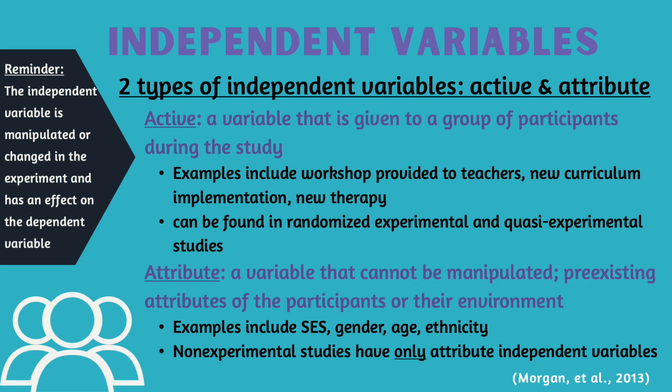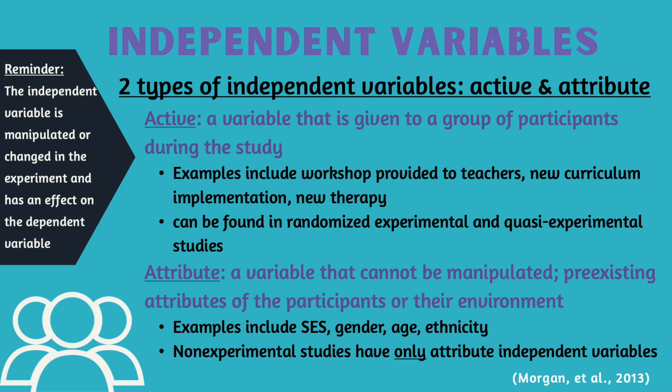We will begin with independent variables, and it's important to note that there are two types: active and attribute. An active independent variable is a variable that is given to a group of participants during the study. Examples could include a workshop provided to teachers, new curriculum implementation, or a new therapy. They can be found in randomized experimental and quasi-experimental studies.